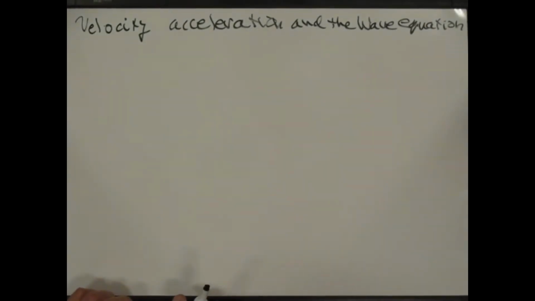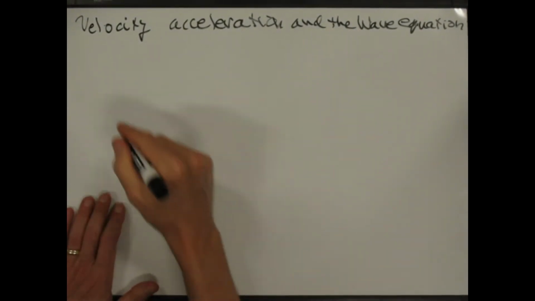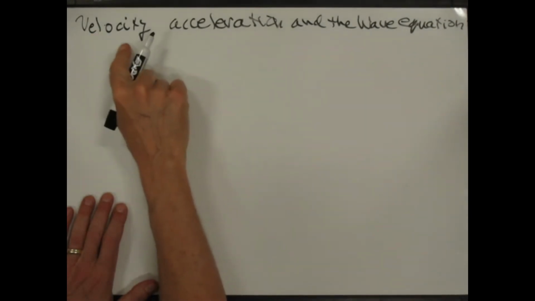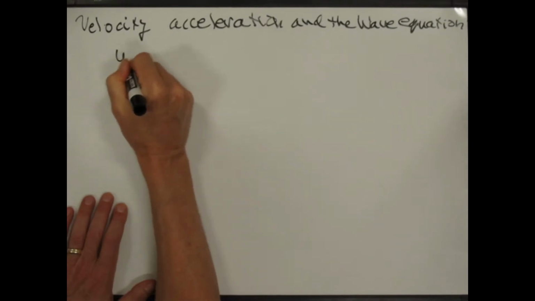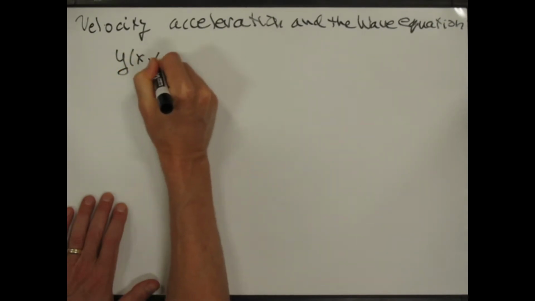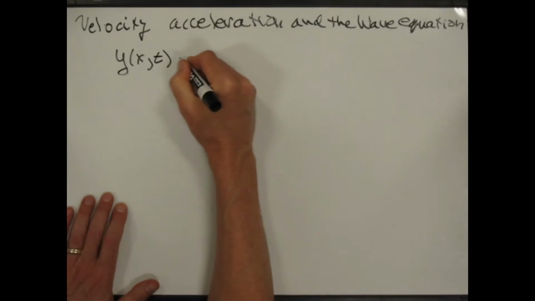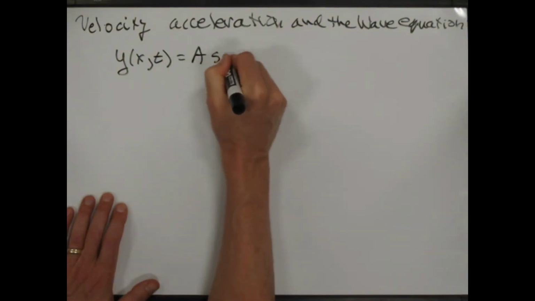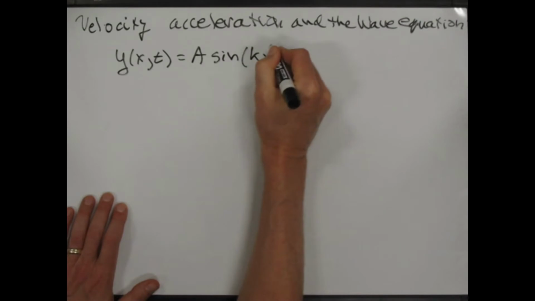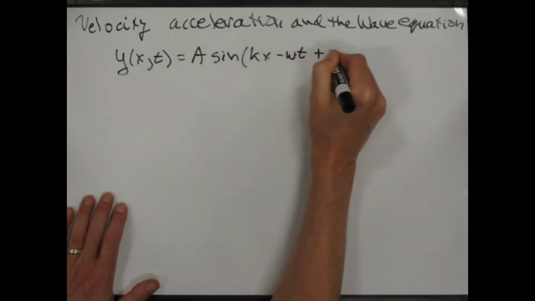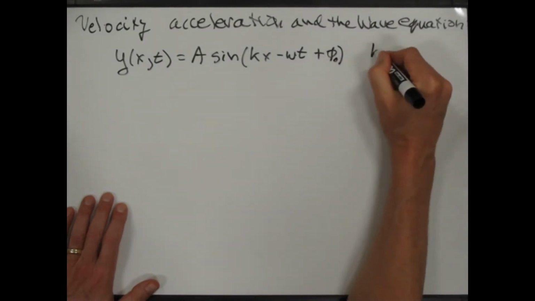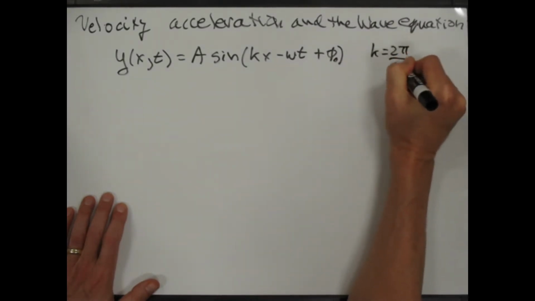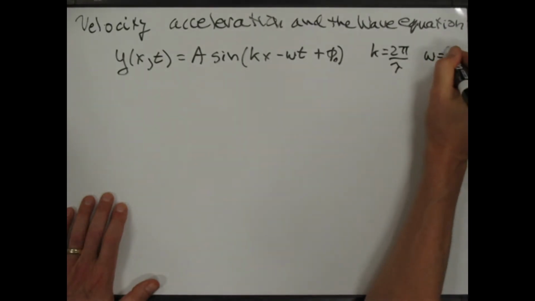So let's look at the equation for the wave again. We're going to look at velocity and acceleration, what's called the wave equation. If I write down my equation for a traveling wave, it's a sine of kx minus omega t plus phi, or phi naught, either one. Again, k is 2 pi over the wavelength, and omega is 2 pi over the period.